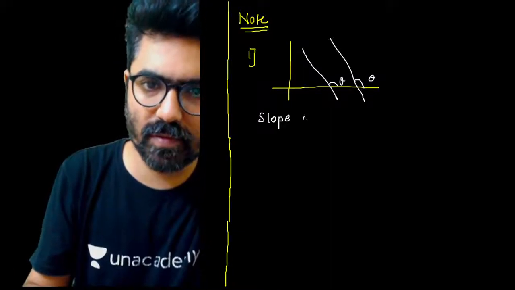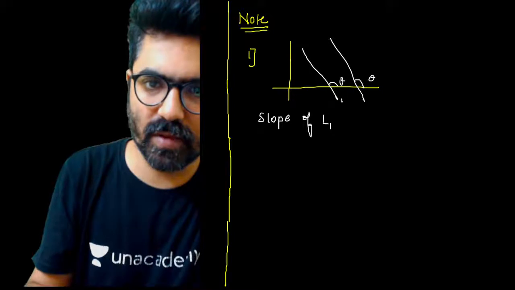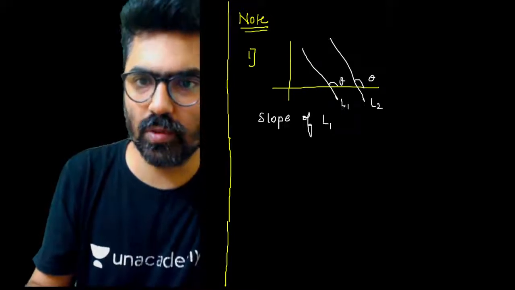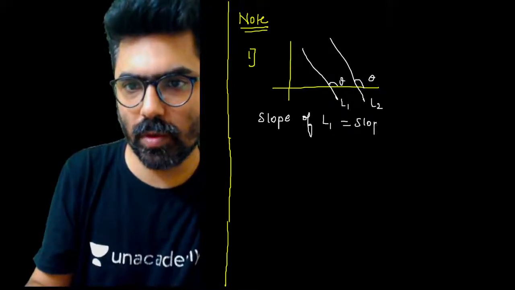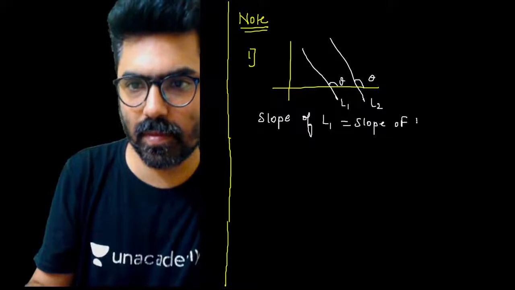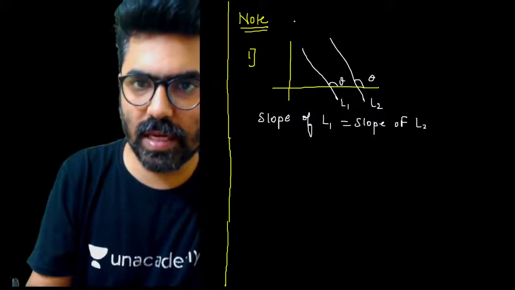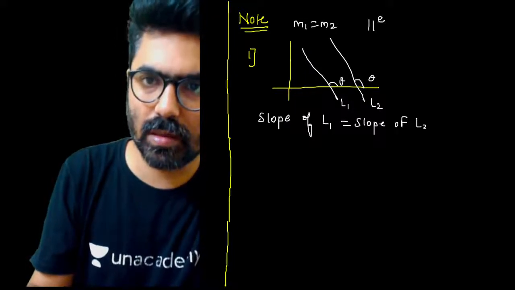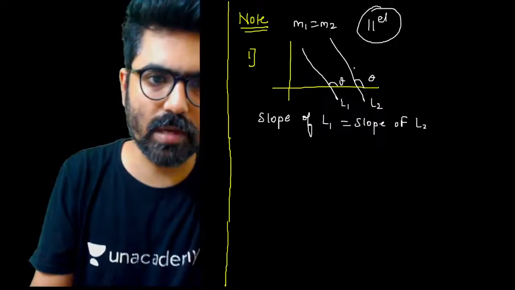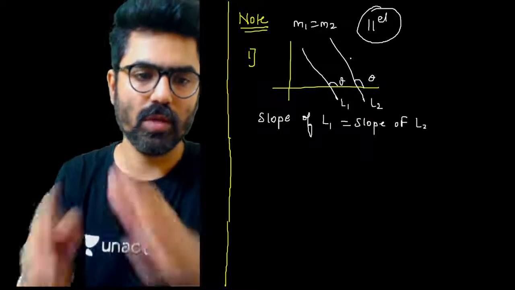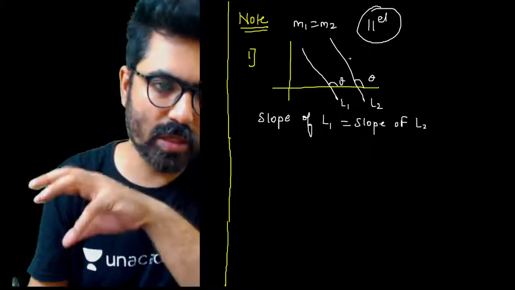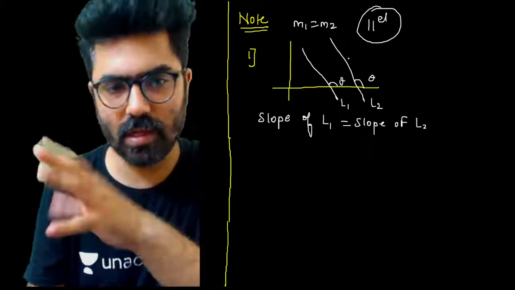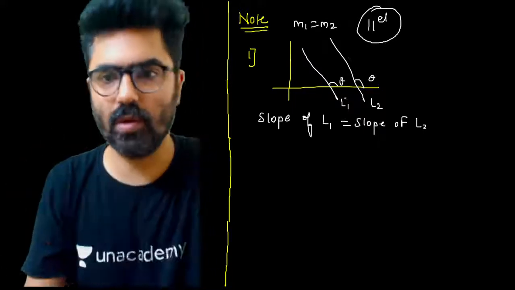Slope of line 1, this is line 1, this is line 2, is equal to slope of line 2. We can say that m1 is equal to m2. Lines are parallel. Okay, so if the lines are parallel, the slopes are equal, or if the slopes are equal, lines are parallel. Both are the same.